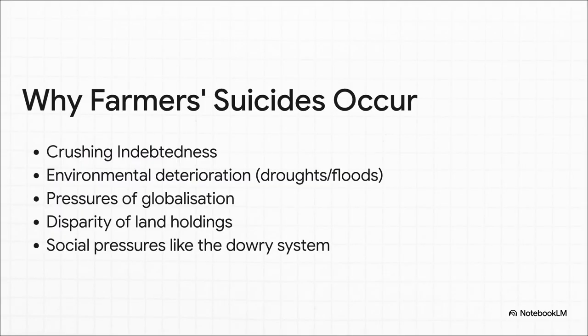Next, we have to talk about a deeply tragic and complex issue, farmer suicides. This is never, ever caused by just one thing. It's a devastating combination of pressures all piling on at once. You've got the crushing weight of debt, often from private moneylenders with crazy interest rates. You've got the total unpredictability of the environment, droughts one year, floods the next. Then you have these invisible forces of globalization messing with crop prices, and even deep-rooted social pressures like the dowry system that can push a farmer into crippling debt.